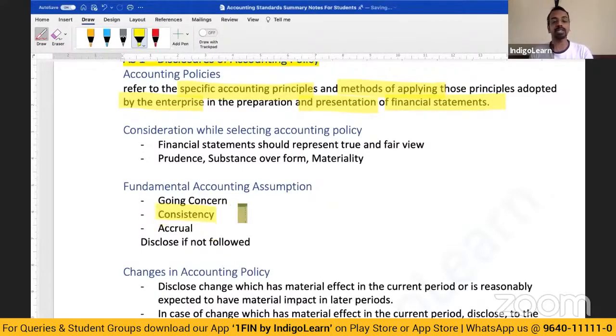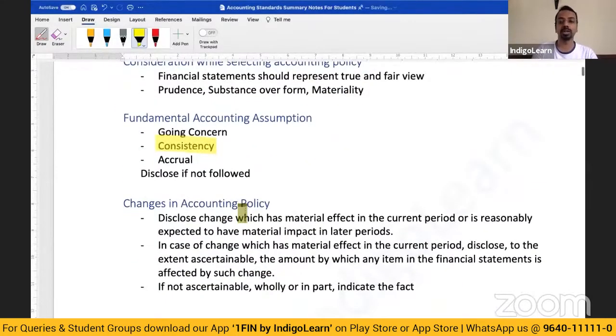So if you are not consistent in applying accounting policy, if there are changes in accounting policies, then in that case, you have to disclose. What is to be disclosed? Disclose the change which has material effect in the current period or is reasonably expected to have material impact in later periods. So those changes which are likely to have material effect in the current period or are expected to have a material impact in future periods. So these changes have to be disclosed.